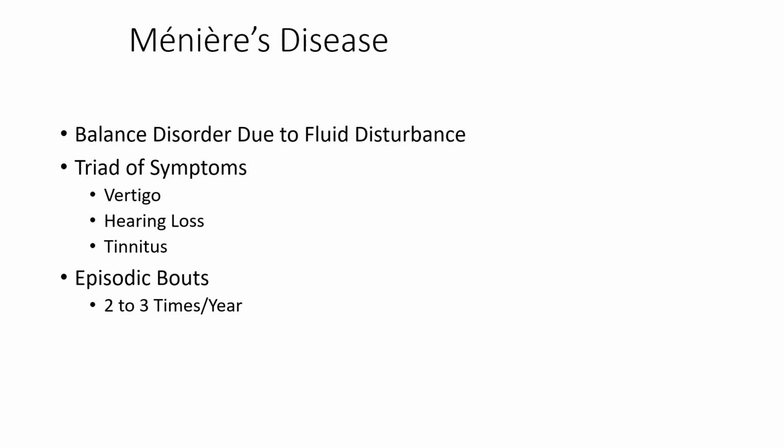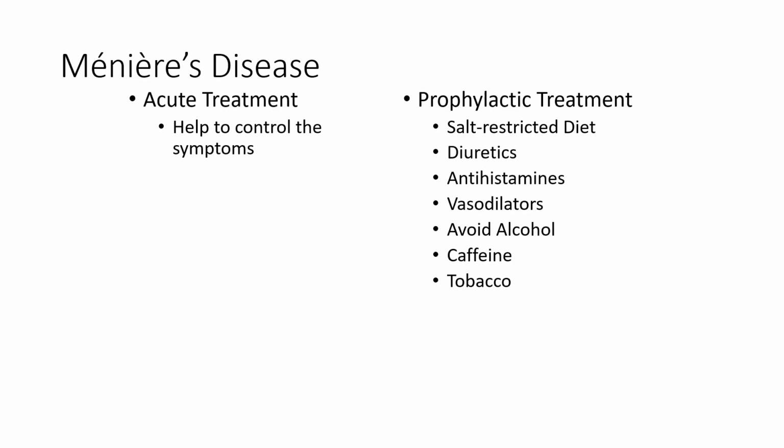Meniere's disease is a balance disorder due to a fluid disturbance. The symptoms can last a few minutes to weeks. There's a triad of symptoms, which is vertigo, hearing loss, and tinnitus. Bouts can be 2 to 3 times a year, just depending on the patient. Acute treatment is we're just trying to help control the symptoms the best we can. Prophylactic treatments are salt restrictions, diuretics, antihistamines, and vasodilators. We're going to try to teach them to avoid alcohol, caffeine, and tobacco.